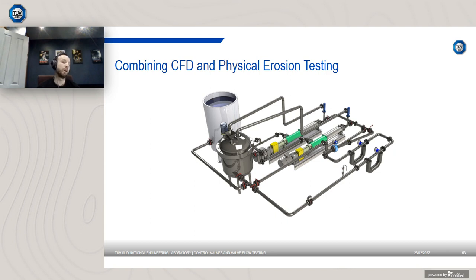And you can do that in a rig such as this, which is a 3D model of NAL's erosive flow loop. It's a very simple loop. It just allows you to circulate sand and water through different components, such as control valves. You can subject them to sort of accelerated erosion, measure or quantify that erosion, and then use that physical test data to inform a CFD model.